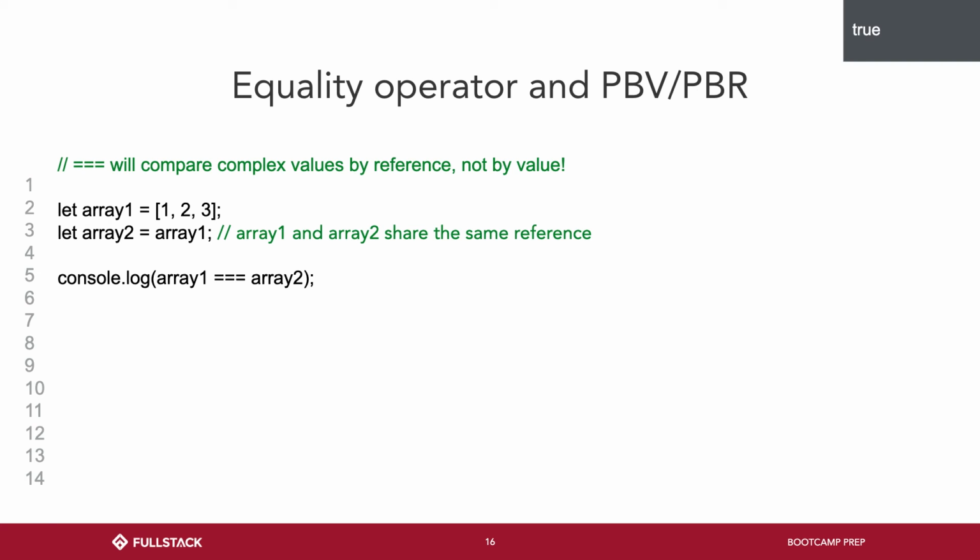But if I set array 2 is now equal to array 1, they share the same reference. So that will be true, because they are the same. Okay?